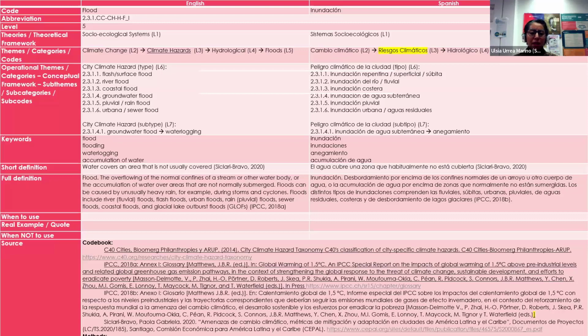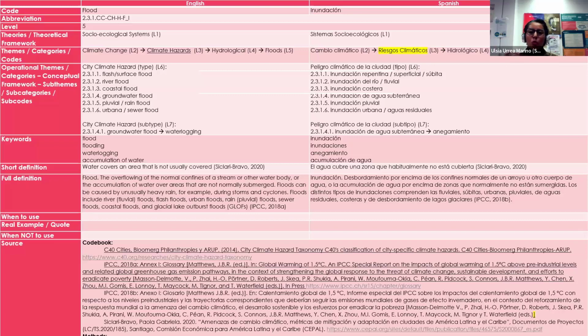And then I have a short definition of the concept, then a full definition. For example, there are different definitions for the different kinds of flooding. If there is flash flooding, or coastal flooding, I put all these kinds of definitions in the full definitions to help me at the moment of coding, knowing what the difference is and whether that flooding is the one I'm looking for in my analysis or not.